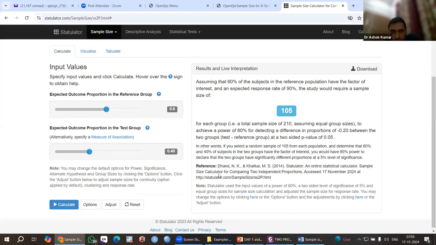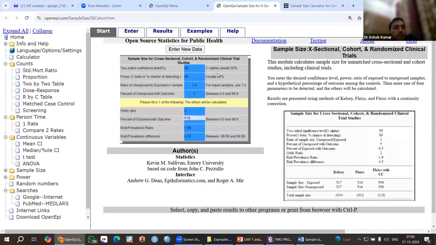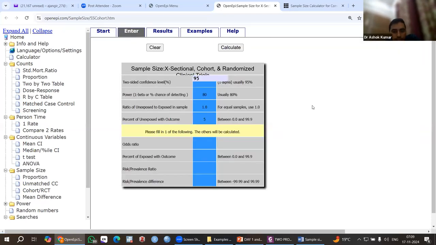Then if I want to use OpenEpi, how do I use it? I click OpenEpi. In OpenEpi, there is some difference in how to enter data. I click where I clicked in sample size, then cohort or RCT, for proportion. So click enter new data. This is the two-sided confidence level, 95%, which we usually take. Beta, the power, is usually 80%, and in this study they have taken 80%.